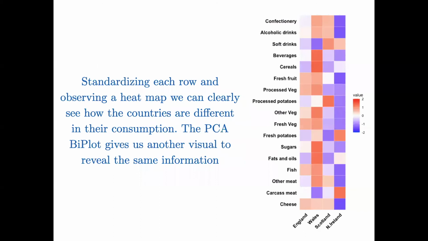So we can standardize this data and then look at a heat map and see how the countries are different in their consumption. For example, some of the things that might jump out: in Wales, people are much more likely to drink beverages and eat cereals. Also, sugars, fats, and oils are highlighted in the column Wales, where everything else is blue or white. Carcass meat in Northern Ireland is more popular, along with fresh potatoes.